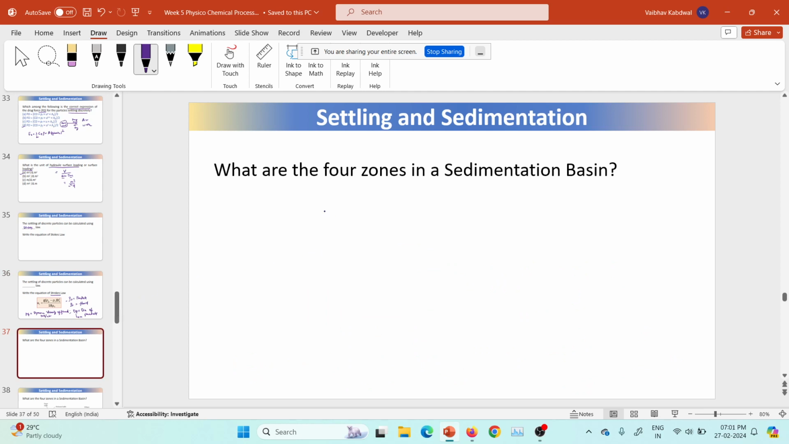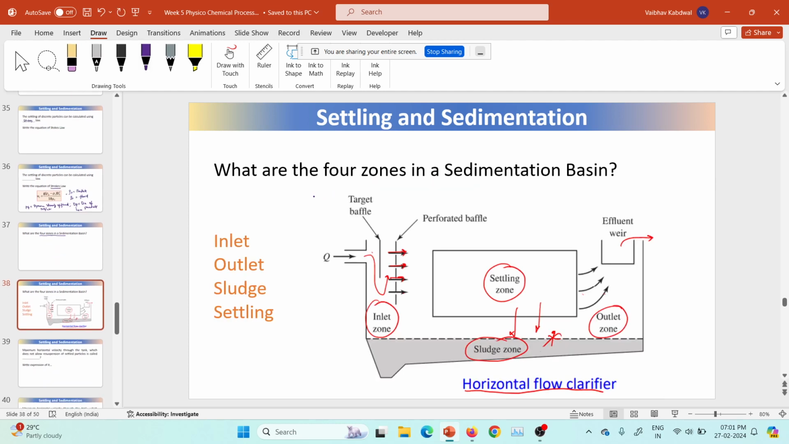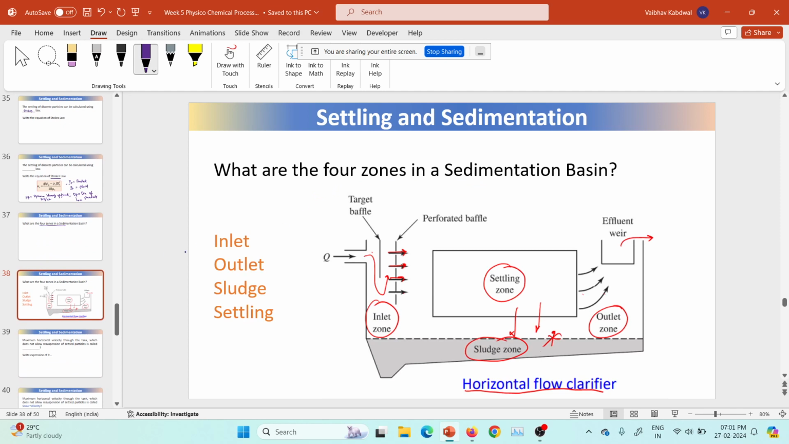What are the four zones in a sedimentation basin? These are not types of settling; these are four zones in a sedimentation basin. Let's study those four zones. These zones are the inlet zone, outlet zone, sludge zone, and settling zone. So let's study them one by one.